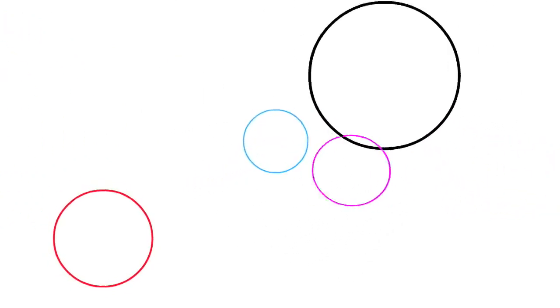So pi r squared can be used to calculate the area of any size circle that exists.